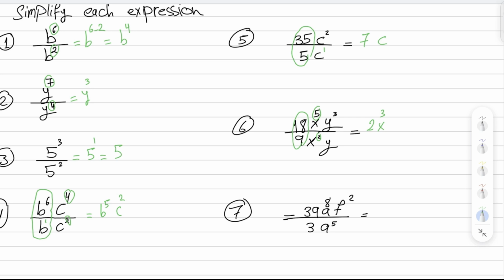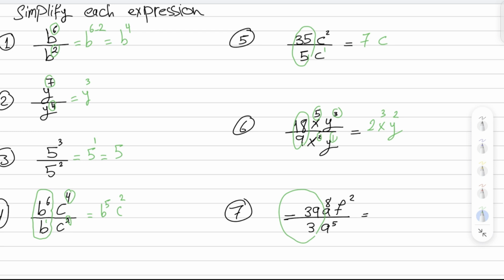One more time. We have y cubed divided by y. Here the exponent is 1, so we're going to subtract the exponents. 3 minus 1 is 2. For the last question, start with the numbers. Negative 39 divided by 3 is negative 13. Then go for the a to the 8th power divided by a to the 5th power. Since we have similar bases, subtract the exponents, and the f, we don't have f in the denominator, so we're just going to write it as it is, f squared.